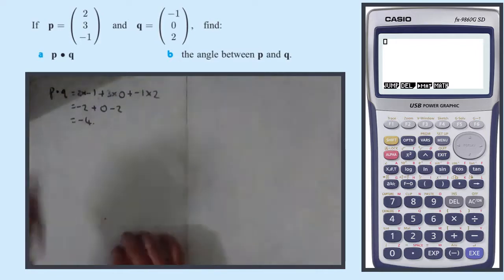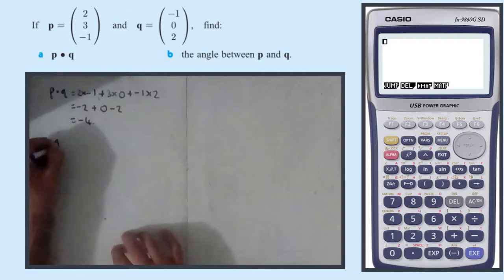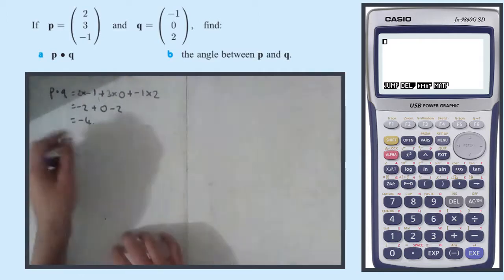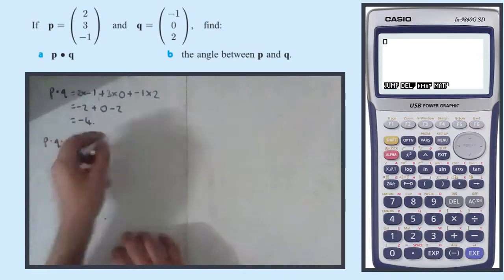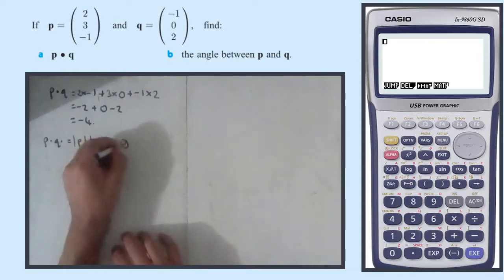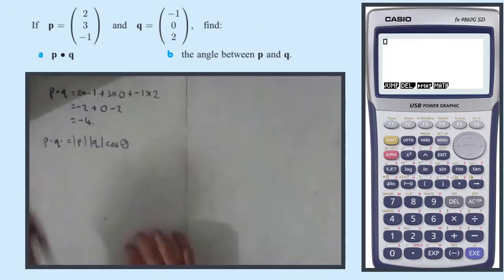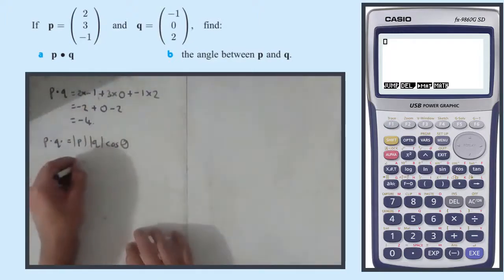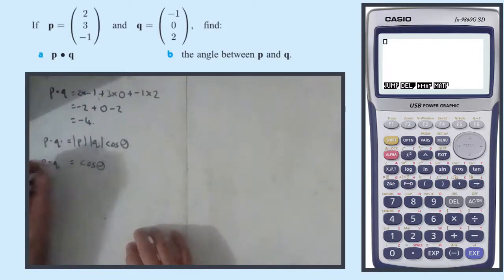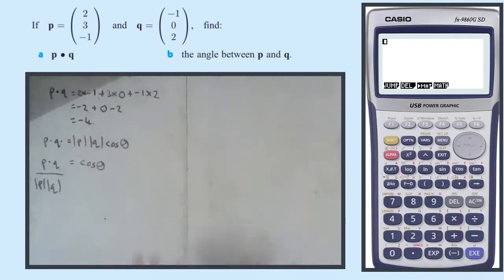This is in your formula book. It says P dot Q equals the modulus of P times the modulus of Q times cos theta. Okay, so we are looking for theta. If you think about that, cos theta must equal P dot Q, which we've already worked out, over the modulus of P times the modulus of Q. So we are going to have to work out the modulus of P and the modulus of Q.